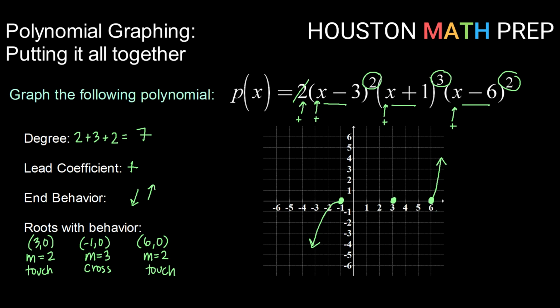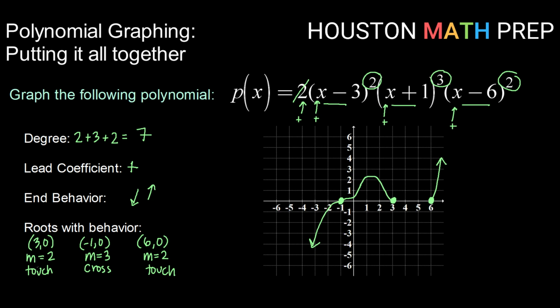So now that I've got my end behavior, I want to use each root's individual behavior and just kind of logic to connect the rest. So here at negative 1, I have m equals 3 cross behavior. So I know that's going to be a little bit of a more flattened out type cross. So that's probably going to look something like that. Now to get back over to 3, since I'm increasing, the only thing I have to do is have a little turning point to come back.